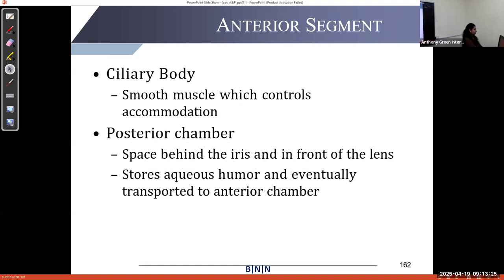Ciliary body. What is the ciliary body? Yes, as we discussed, it is the eye muscle which controls the accommodation of the eye. Then the posterior chamber, as I told, posterior is behind, so it is the space behind the iris. It stores aqueous humor, eventually transported to the anterior chamber.